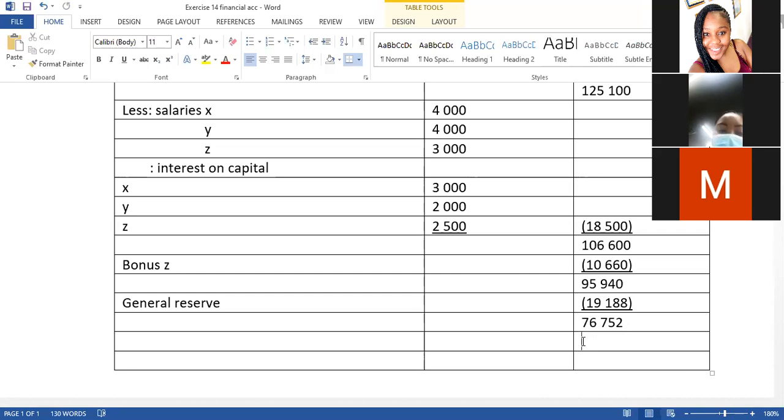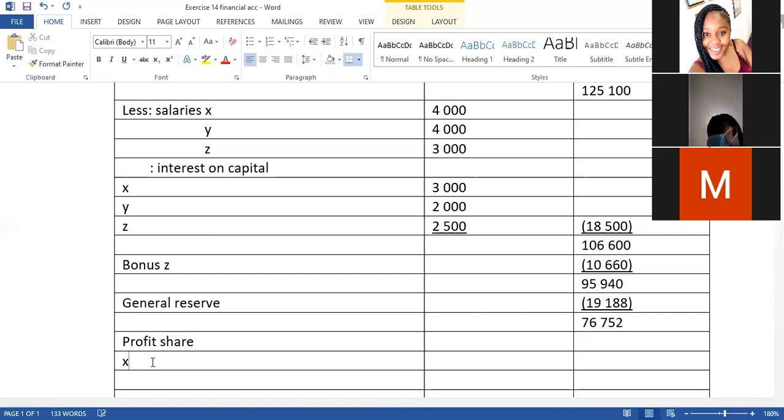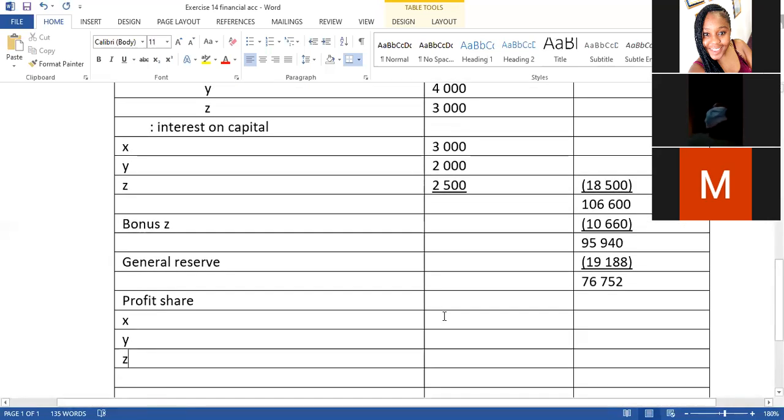Okay, so let's look using the ratios. Now you will have profit share. We have X here. We have Y. And we have Z. Okay, so we are told that their profit sharing ratio is 6, 3, and 1.